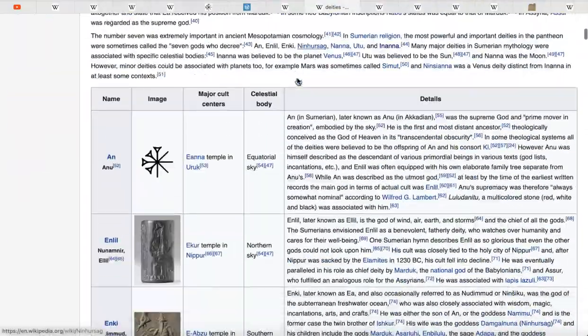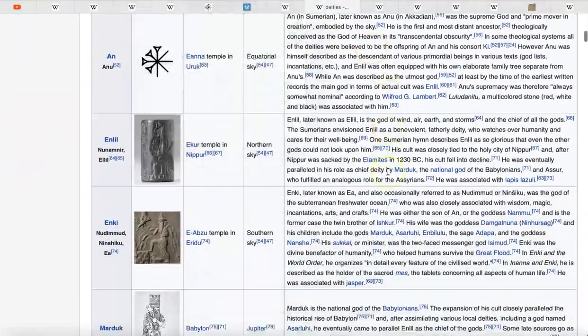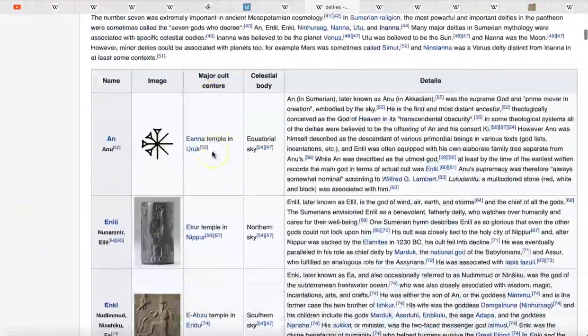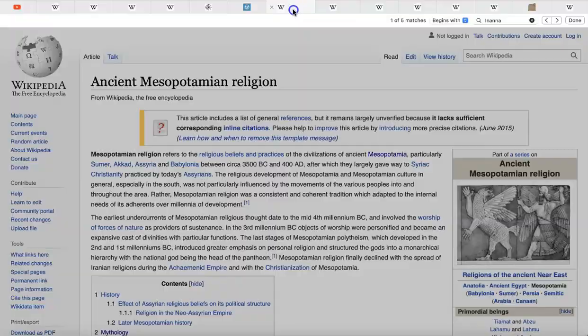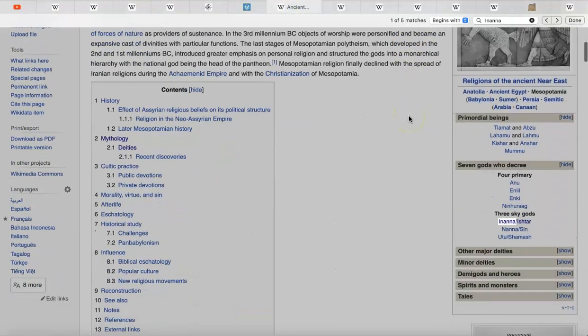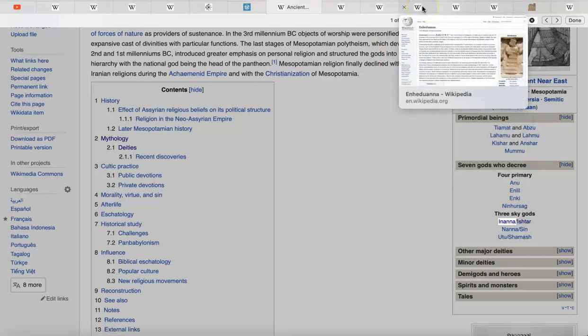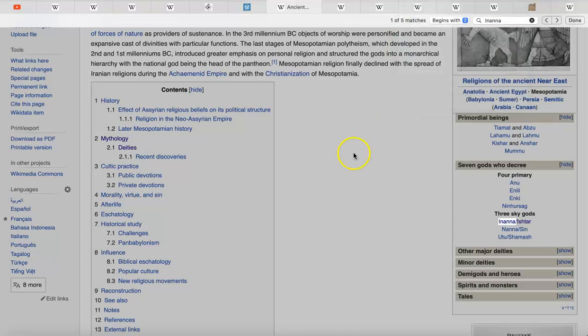From these major deities. Not major deities, what am I saying? There's another word for them that I can't think of. Oh, yes. So there's these four primary deities, and then there's the sky gods, of which Inanna is one, along with her brother Utu, and then the moon god Nanna, to whom Enheduanna, the author of this epic Inanna poem, was dedicated. She was the priestess of the moon god Nanna.